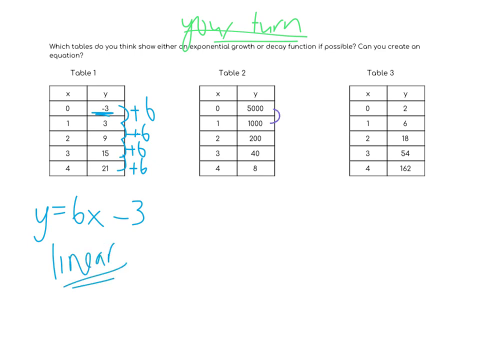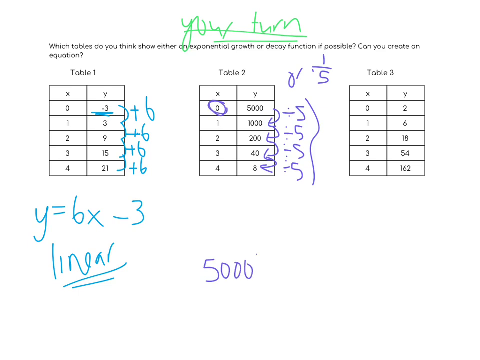Now, when I look at this table, that looks like divided by 5, and divided by 5 again. And if I'm dividing by 5 every time, that's the same thing as multiplying by 1/5. So if I take my initial quantity, because that's x equals 0, and I multiply by 1/5 every single time, that will be my equation.